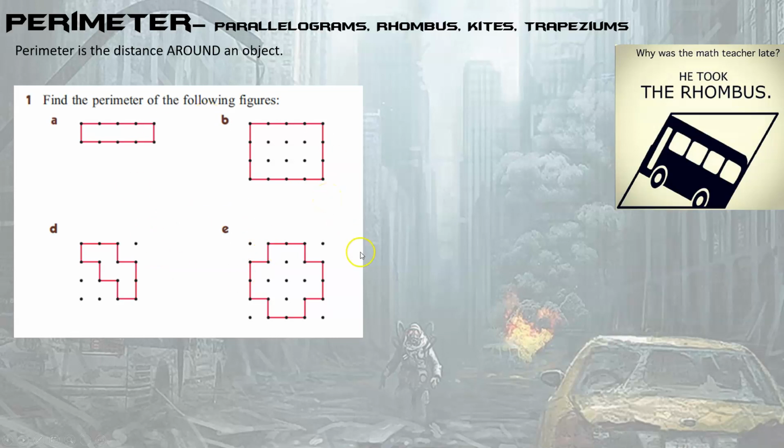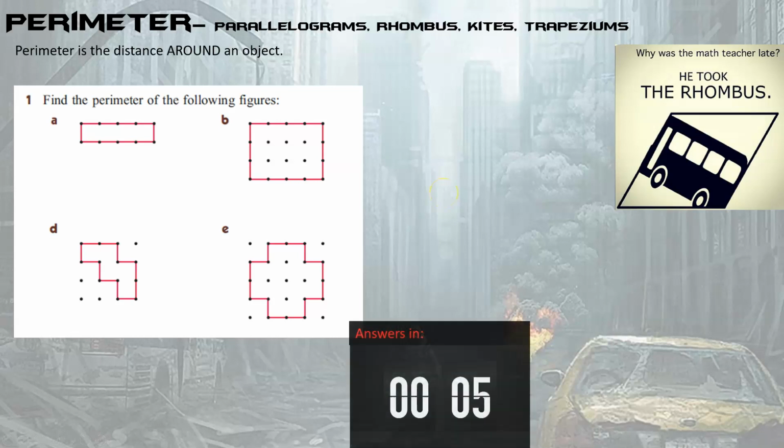So have a go at these, real simple, just to figure out, given a grid using just units as the term, what is the perimeter of these objects? Answers will be up in 5 seconds.